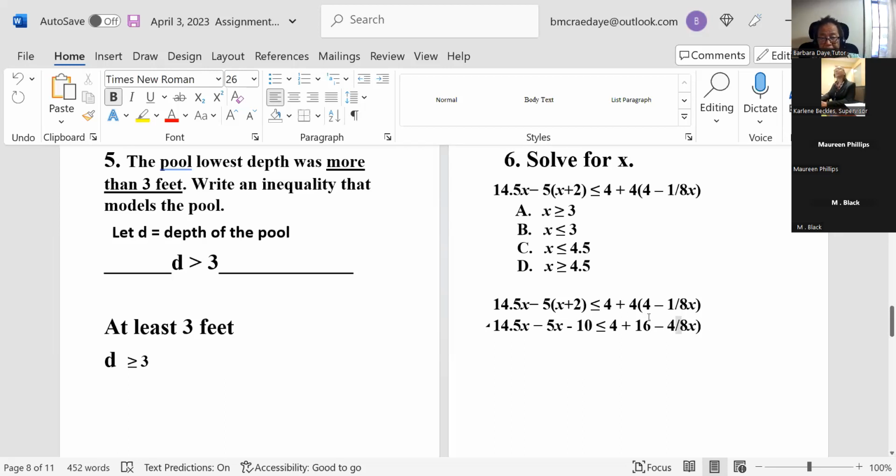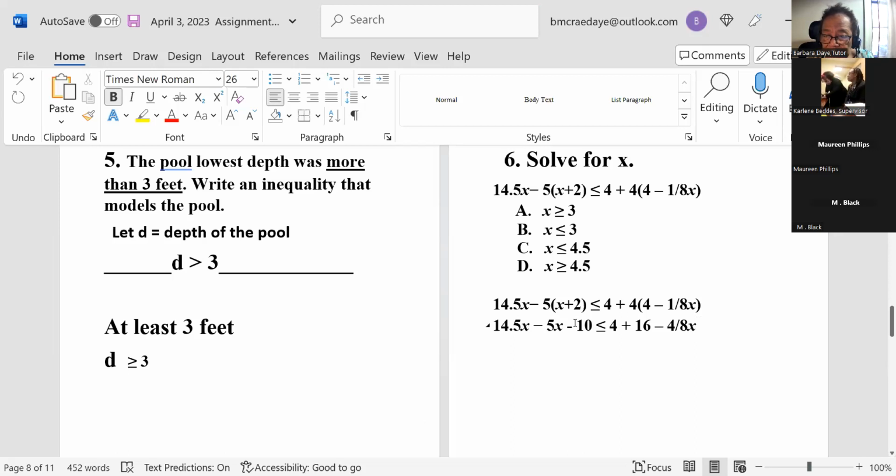All right. And a 1 times the 8x is just what? It's just 8x, right? So we take out the parentheses, we multiplied it out. Now what you have is 14.5x, minus 5x.